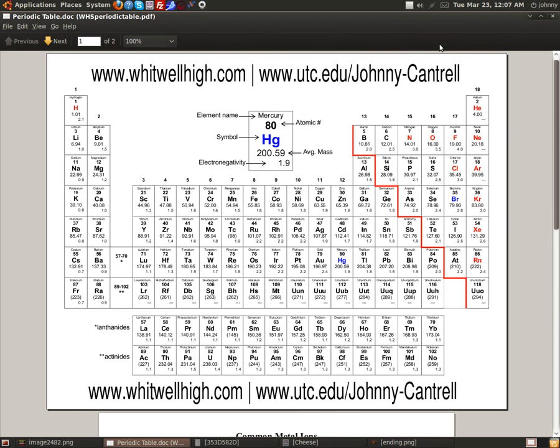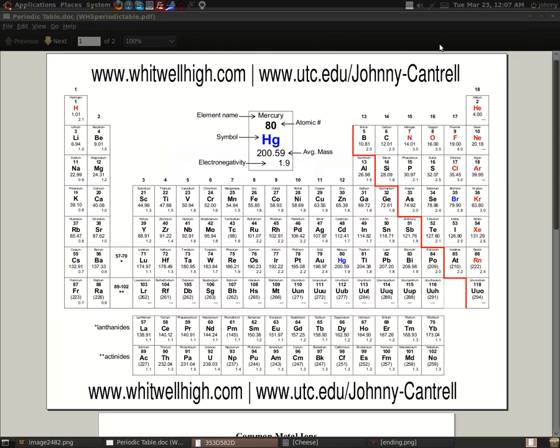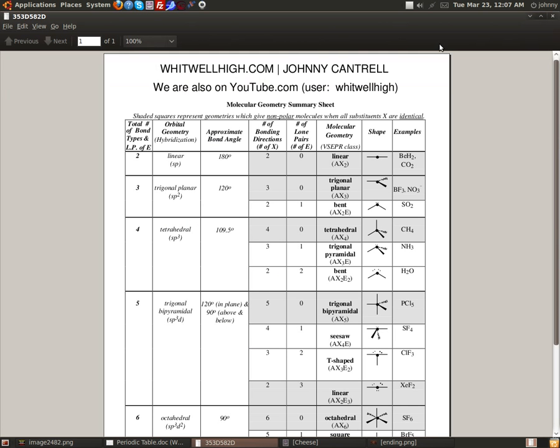Okay, the next thing that you're going to need is handout 6A. Handout 6A covers the geometries, the axe notations, bond angles, how to draw them, all those things. So you'll need this handout as well. Plus it tells you if it's polar or nonpolar. Now, let's go ahead and get started.